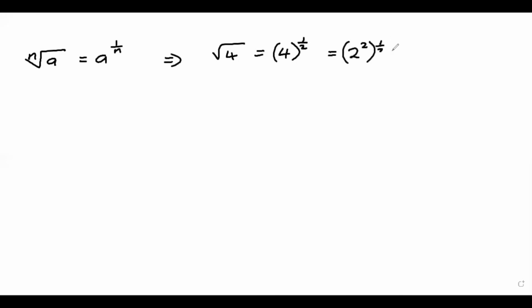Okay, so if we have n root of a, it can also be written as a to the 1 over n, where a is the base and 1 over n is the index or the power. That's the same thing as saying 4 to the half power. And this would write as 2 to the 2 to the half, and the 2's would cancel, so we get 2. So that means the square root of 4 is 2.